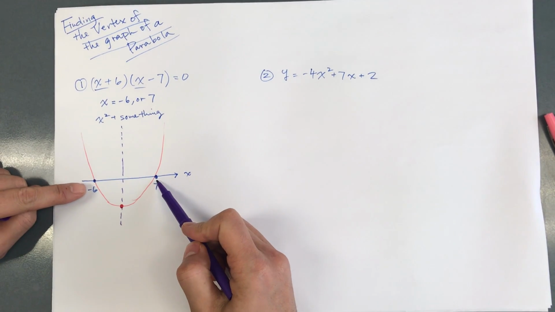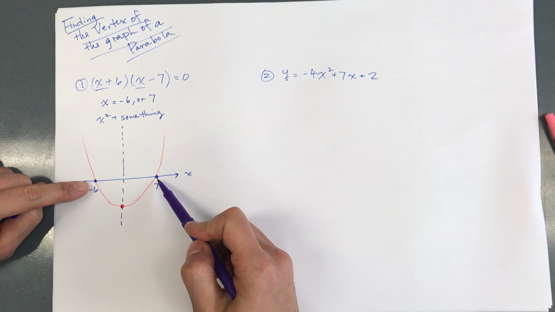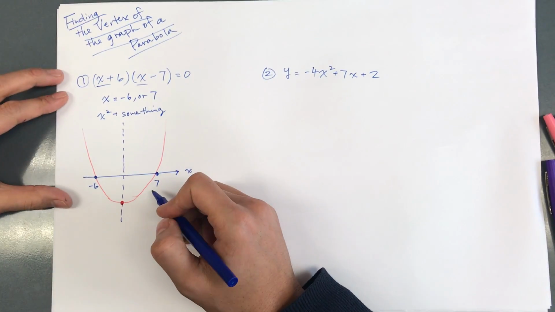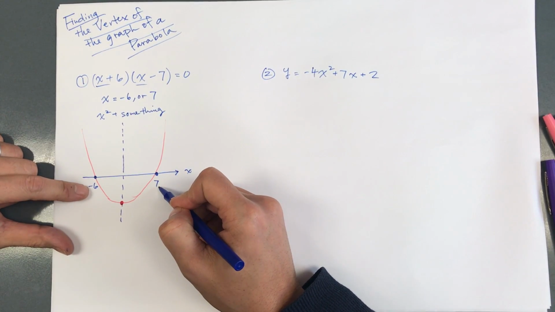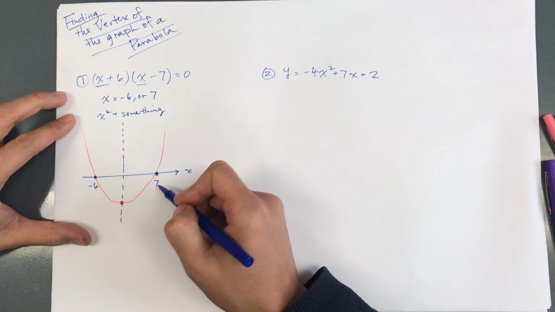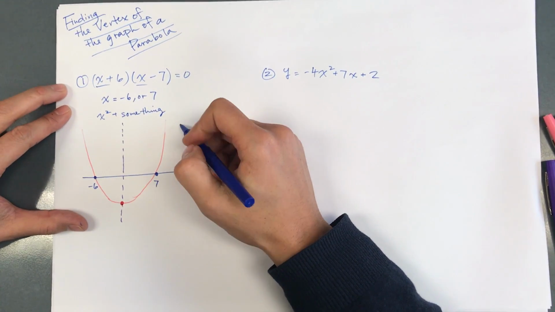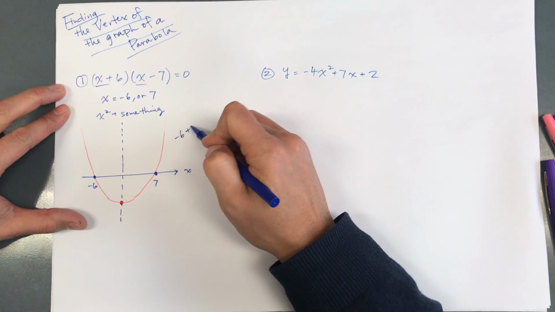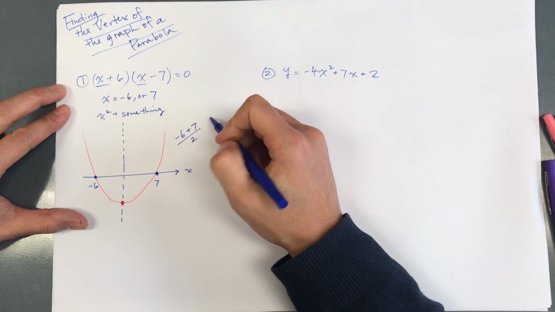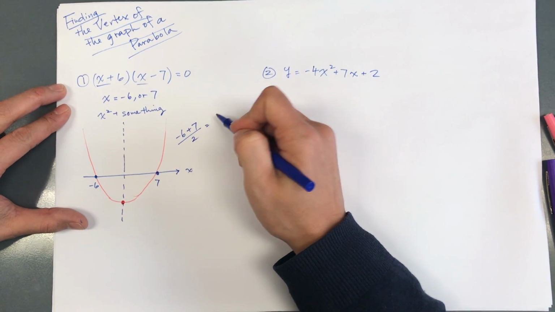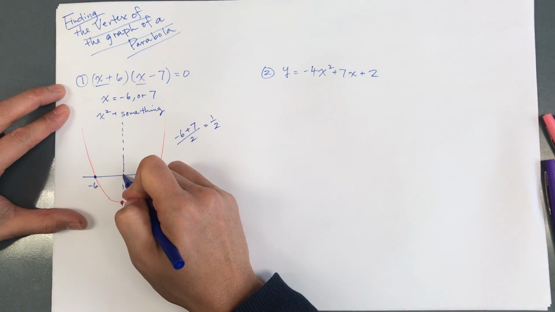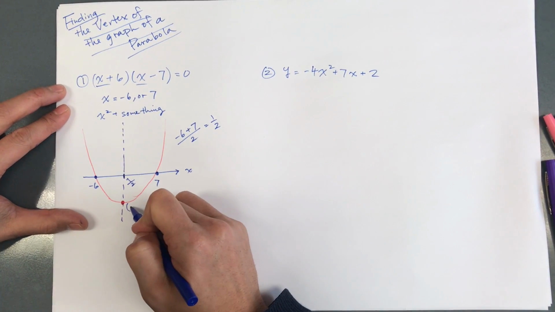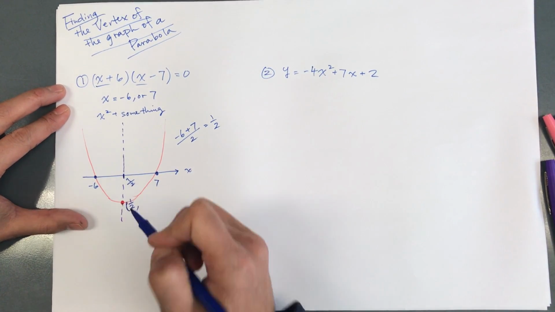The line of symmetry hits somewhere in the middle of -6 and 7, which can be found by finding the average of these two numbers. So how do we find the average of -6 and 7? Going back to 5th or 6th grade, you add -6 plus 7 and divide by 2, because we have two numbers. So that's going to be a half. That's going to be the x coordinate.